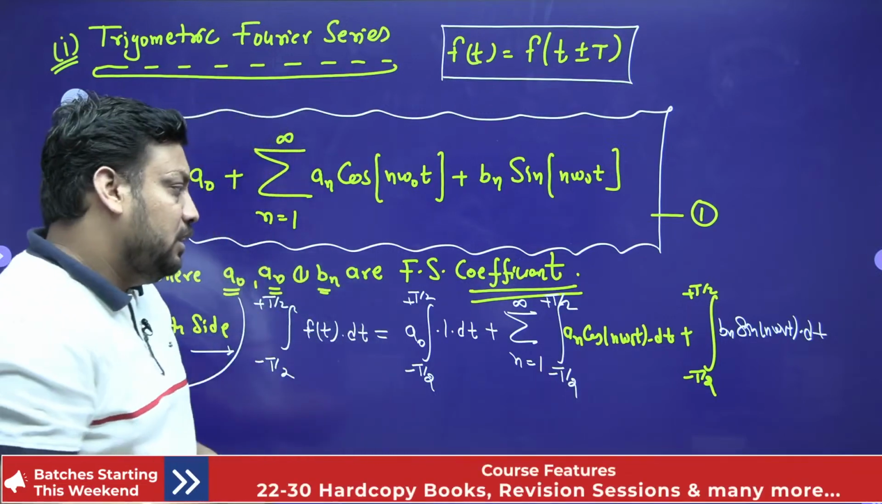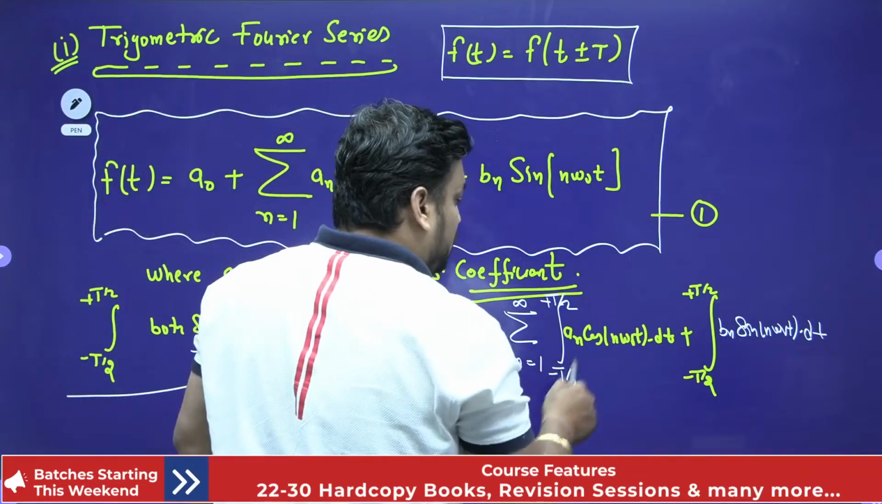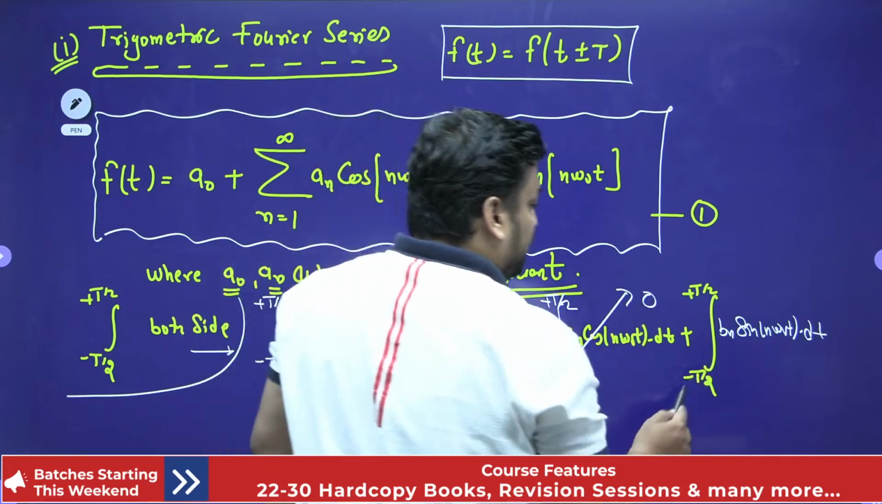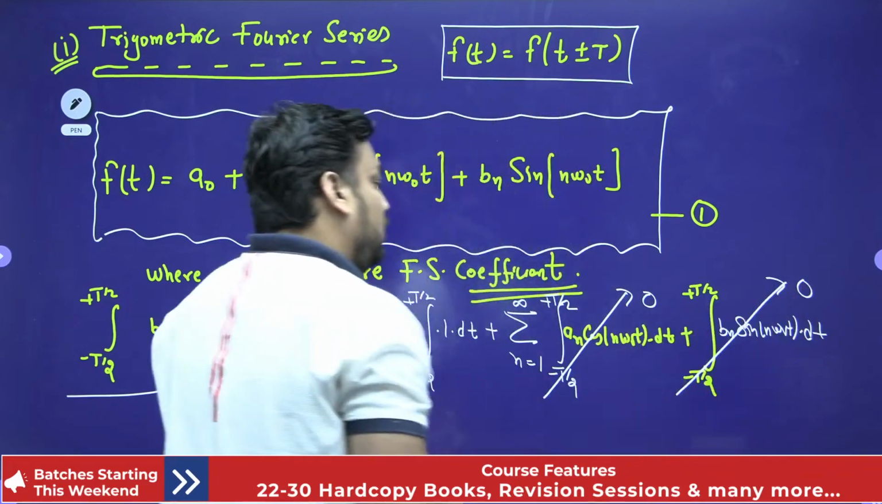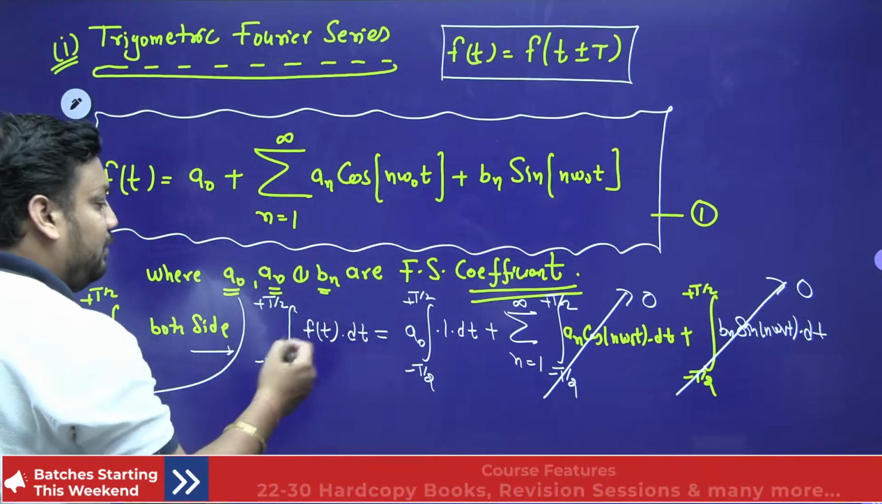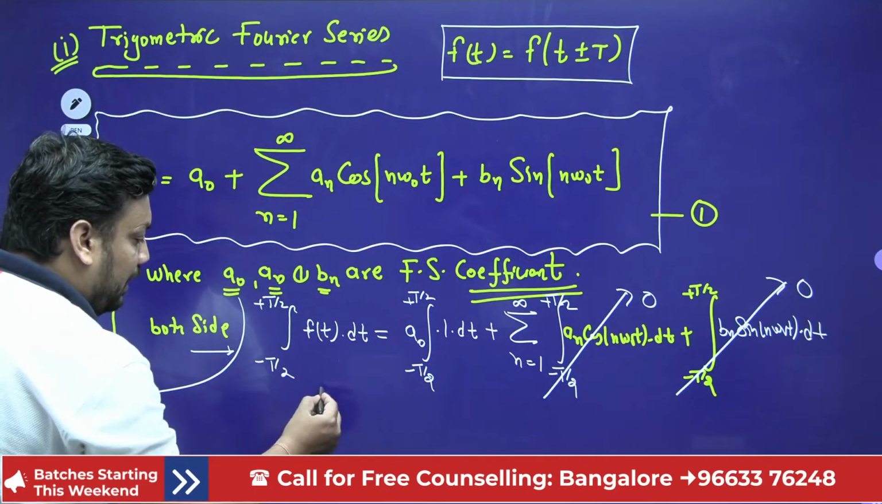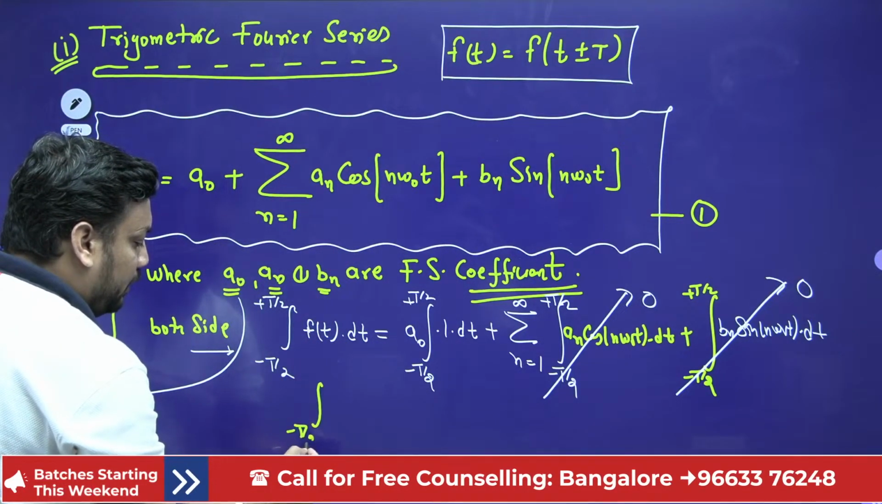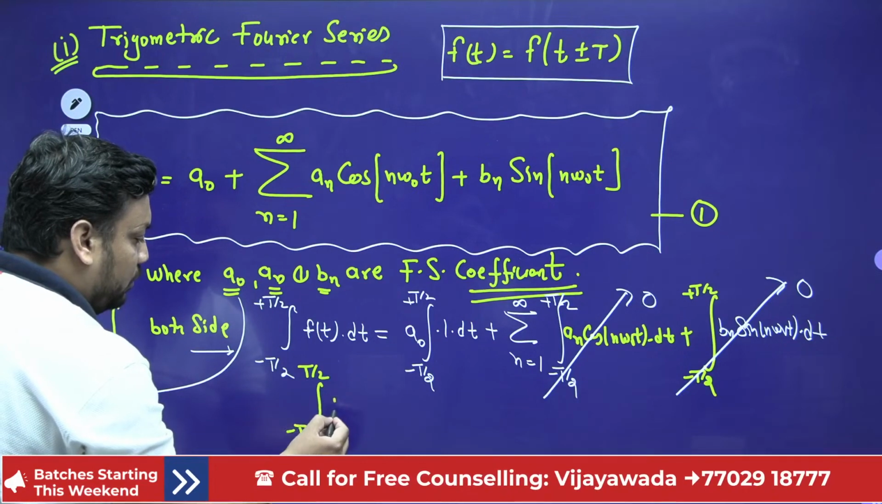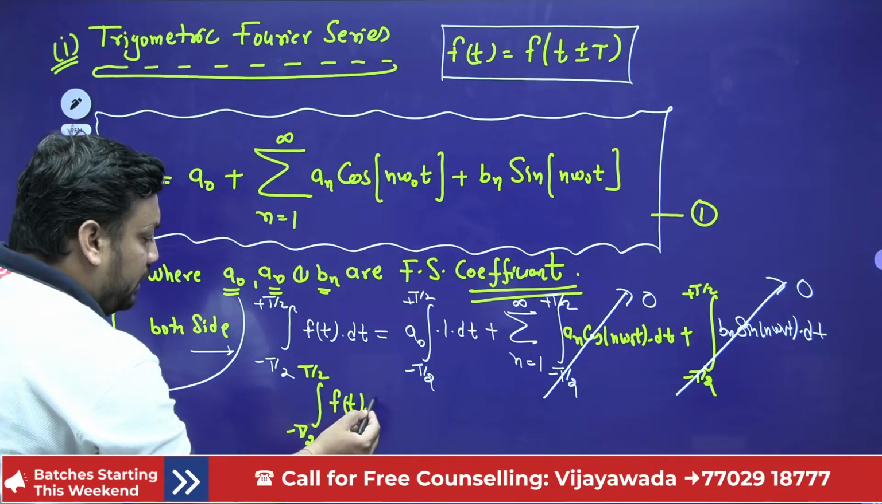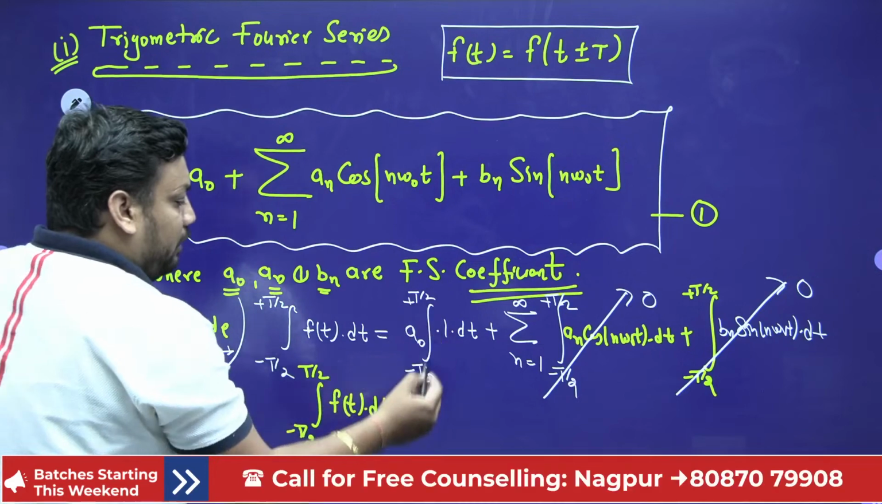Now tell me, beta, just before 20 minutes we had a discussion on the orthogonal set of properties. Don't you think that by using the orthogonal set property, this value is 0 only, sir, and this value is also 0 only. So when I simplify, the left hand side remains the same, the integral from minus T by 2 to plus T by 2 of f(t) dt, and the right hand side will become what, guys?